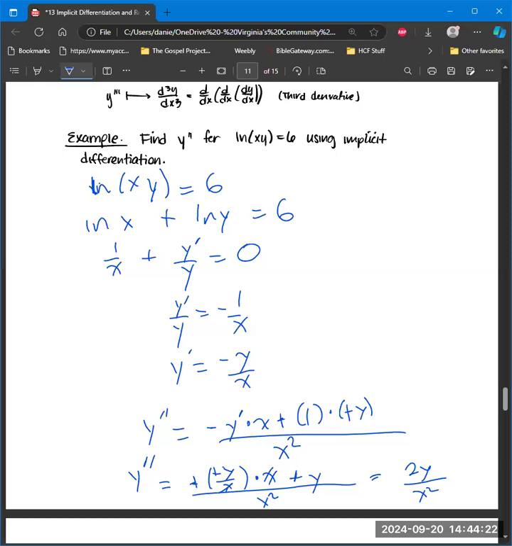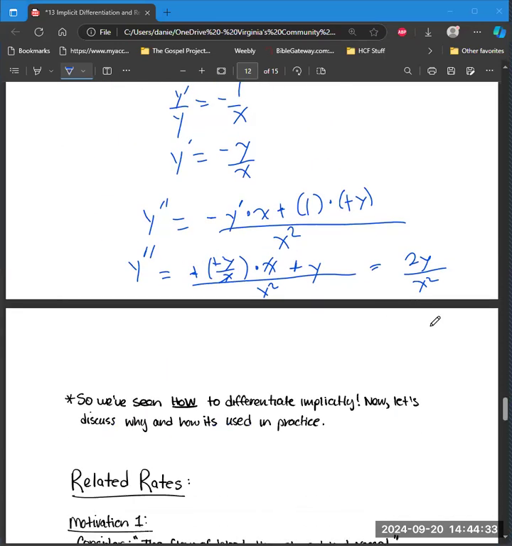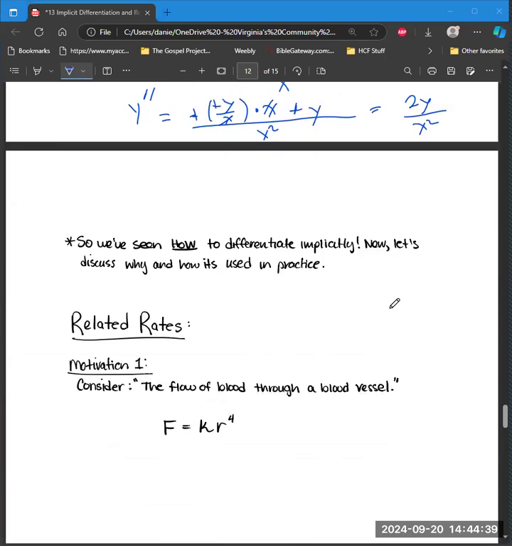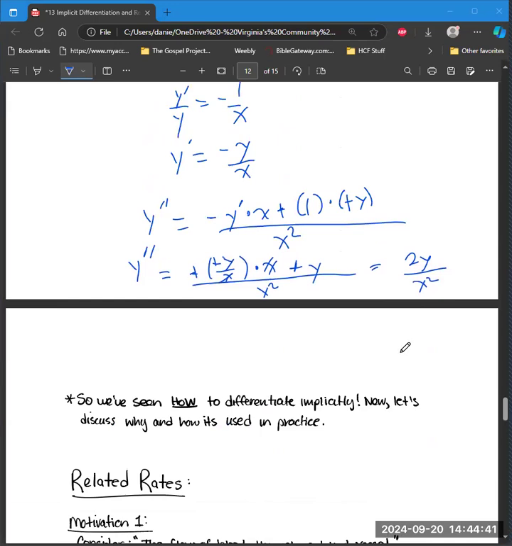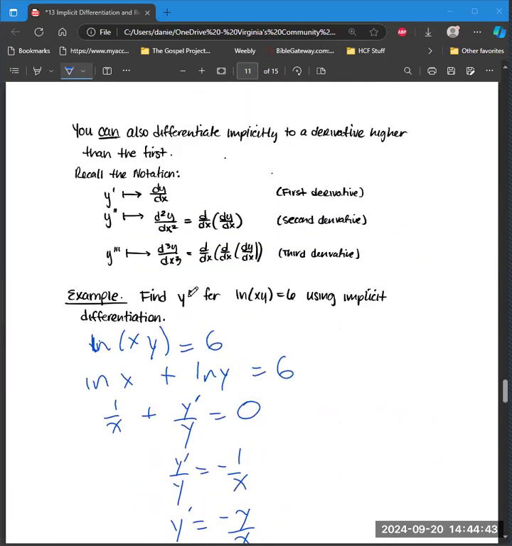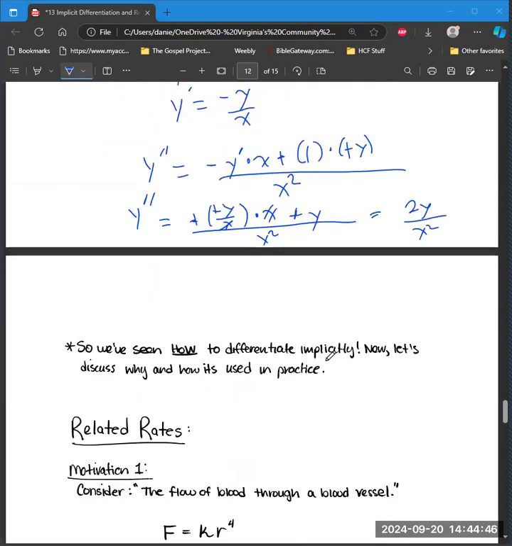All right, so always try and get this as simple as possible. Don't leave y primes in there if you can help it. Get everything back to x and y so that if you're given an ordered pair, you can make a substitution and get your nth derivative there.